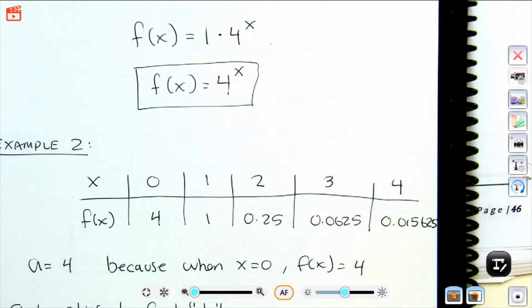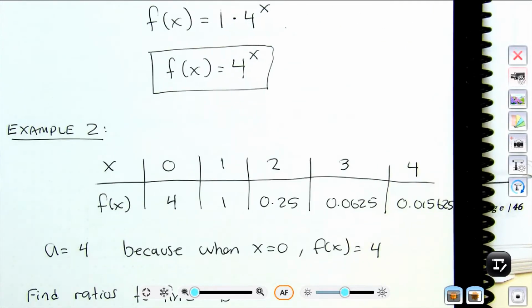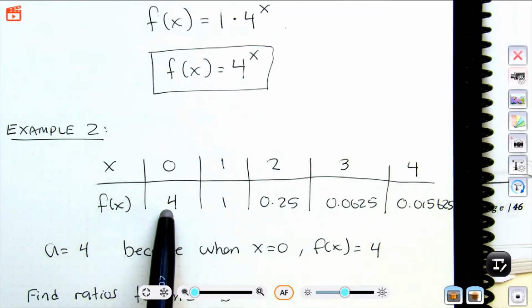So let's look at this example. We have these points. The first thing that we want to find out is what is a. Remember, a is f of x when x is 0, so f of 0. So a is equal to 4.